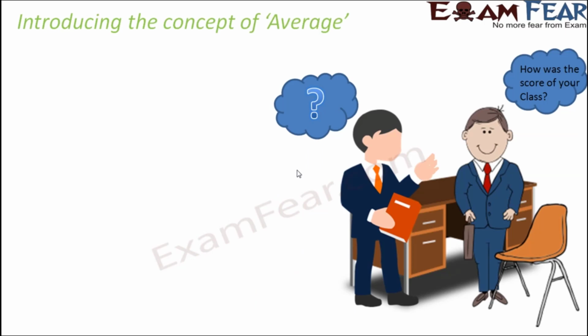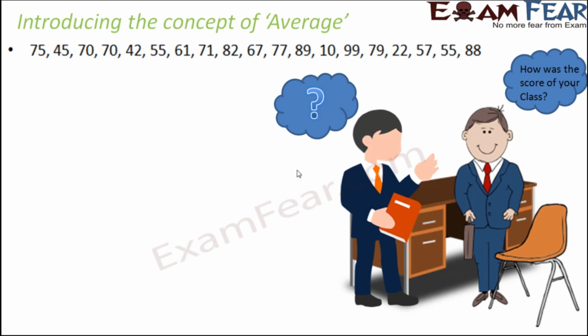Now let us think of this scenario. Let's say that the principal of your school asked your class teacher how the score of your class was this time. Now, what do you think? What is the teacher going to do? Do you think that the teacher is going to read out the entire set of data, something like, okay, sir, the performance of my class was somewhat like this, they scored 75, 45, 70, 70, 42, 55? Do you think he's going to do that? Or do you think that is a wise way of telling the principal how the performance of the class was? No, right? Okay, so then what should he do?